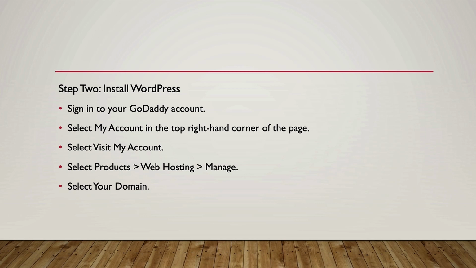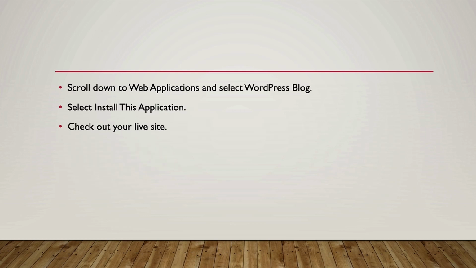Once you're in your account, you have to go to the tab where Products is written. From the Products tab, you have to select Web Hosting. In the next sub-tab, which opens once you are at Web Hosting, you have to select Manage. After you have clicked Manage and you are in that tab, you have to select your domain. Once you do it, you have to scroll down to Web Applications and select WordPress Blog. Select Install this application and you're good to go.